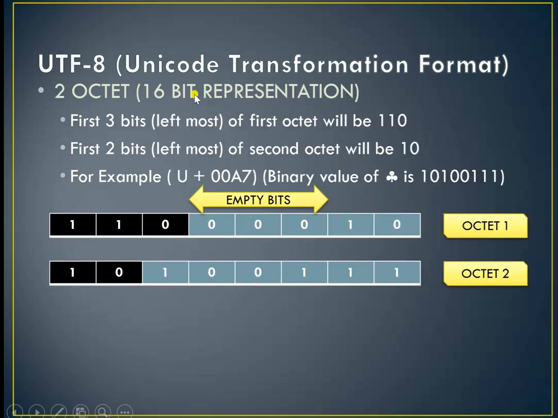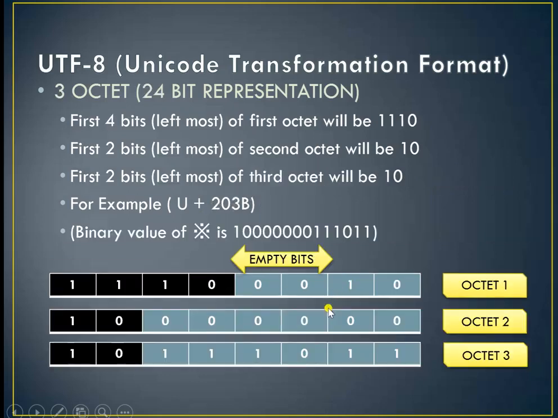Now 2 octets means 16-bit representation. So you can see here 2 octets are there. So in the first octet, you have to write this code. This will represent the control bits 110. So you have to leave the space for the first 3 bits. Then on the second octet, you will write 10. Now U plus 00A7. So this is the binary code of this symbol, and that is this one. So we need 2 octets, that is 16 bits, so we have to draw this.